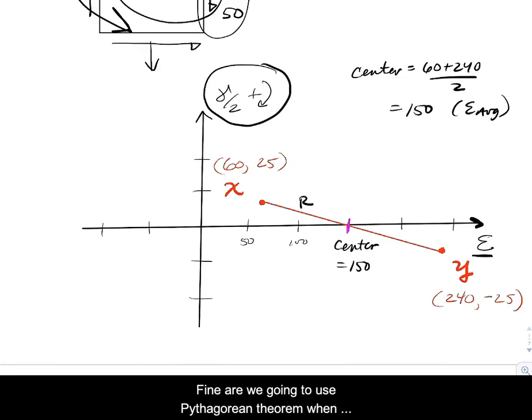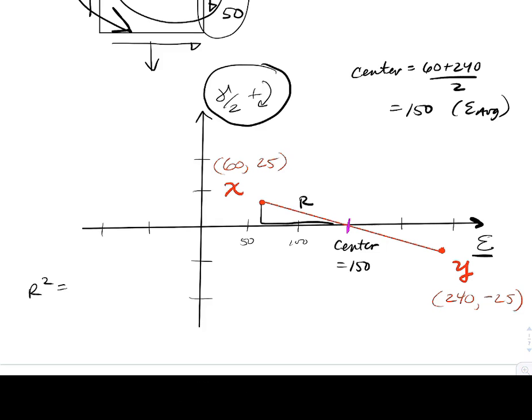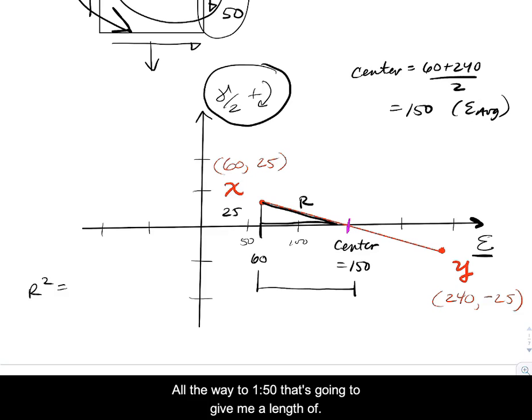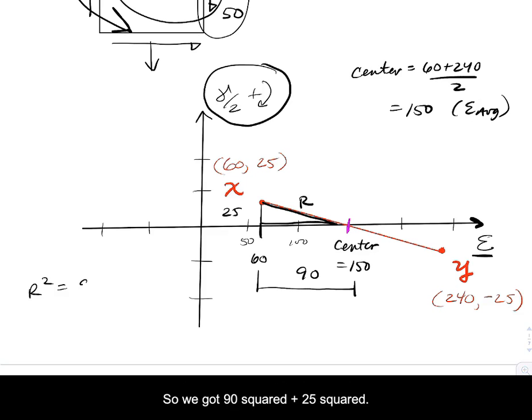To find r, we're going to use the Pythagorean theorem. We're going to use a triangle right here. So we've got a height of 25. This goes from 60 all the way to 150. That's going to give me a length of 90. So we've got 90 squared plus 25 squared. That gives us an answer for r of 93.4.